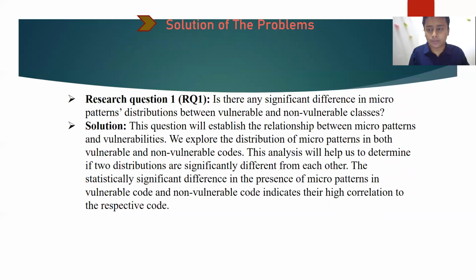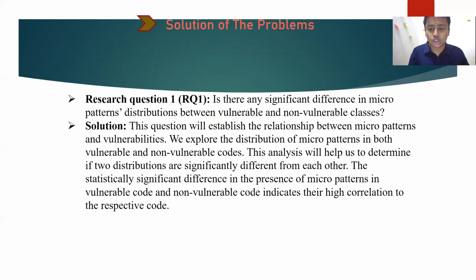The solution of these problems, which are addressed by the research paper. There are four problems indicated. The first problem: is there any significant difference in microfeatures' distribution between vulnerable and non-vulnerable classes? The solution from the author: this question will establish the relationship between microfeatures and vulnerabilities.